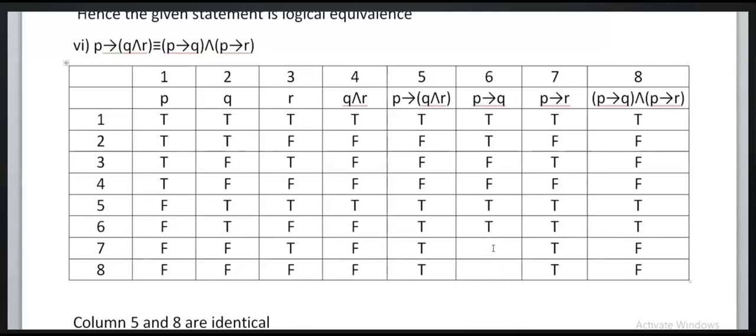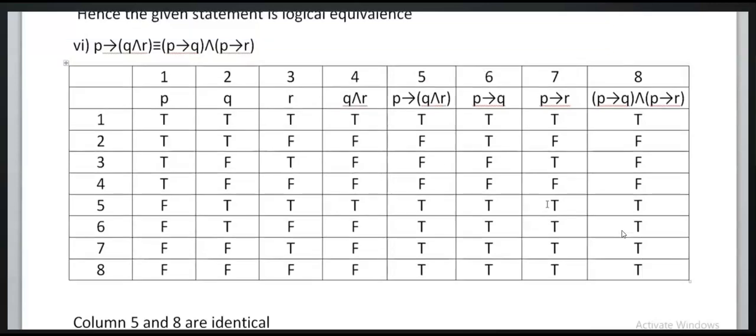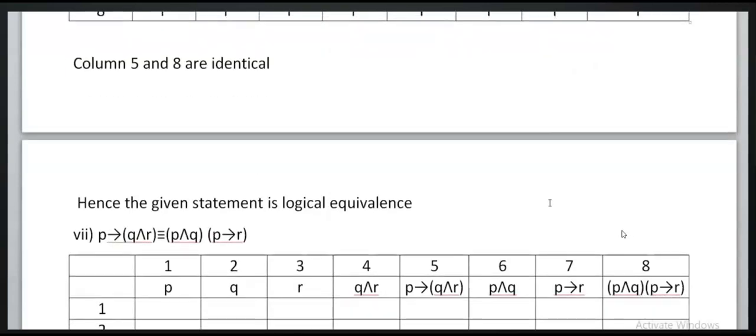Now what is happening here? That is P implies Q, P implies Q. Both are the same, therefore it is true. And between them it is true. Now the fifth and eighth are identical. Therefore the fifth and eighth are identical.